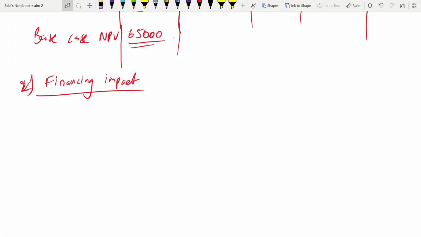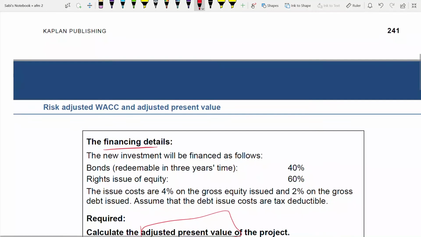Okay, you can start with anything here. So what is it? But you have to know what portion is equity, what portion is debt. First divide the financing into equity and debt. Okay, don't get confused with this equity and debt with this base case net present value. This is and that is different. Okay, now we'll read the financing part.